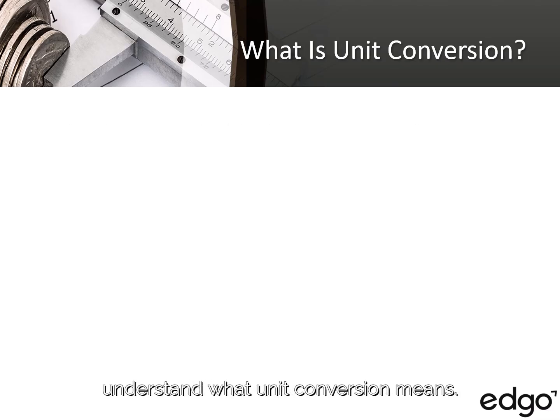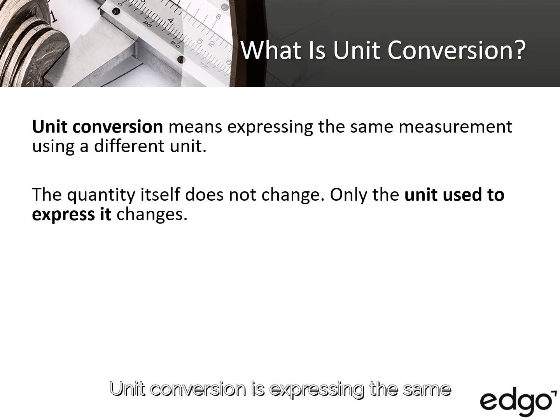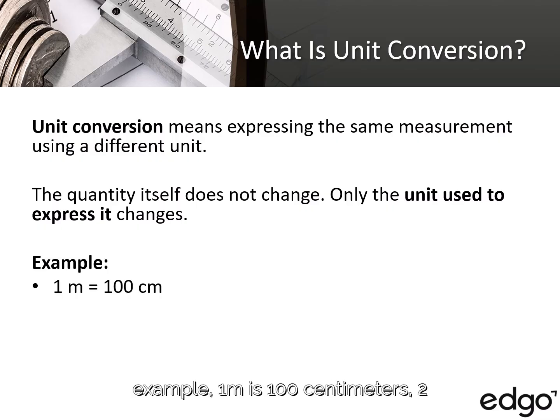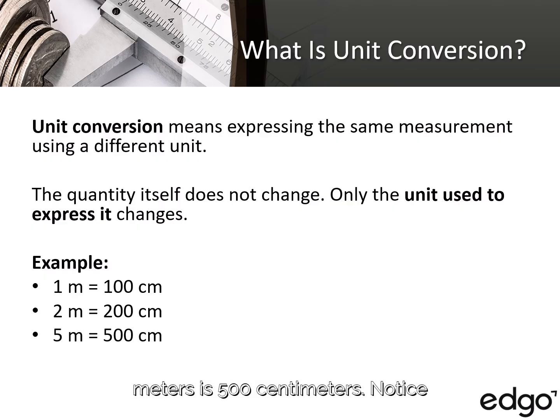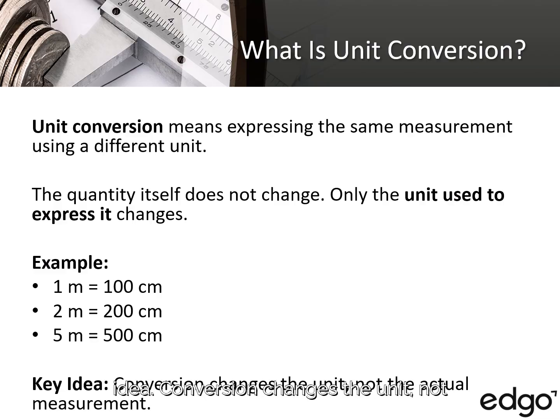Let's first understand what unit conversion means. Unit conversion is expressing the same measurement using a different unit. For example, 1 meter is 100 centimeters, 2 meters is 200 centimeters, and 5 meters is 500 centimeters. Notice that the actual length does not change. Only the unit we use to express that length changes. So remember this key idea: conversion changes the unit, not the actual measurement.